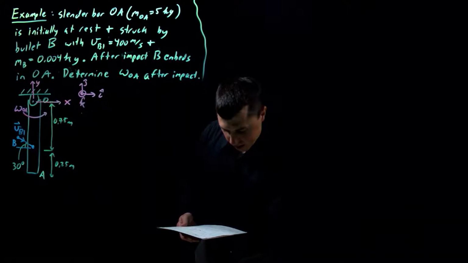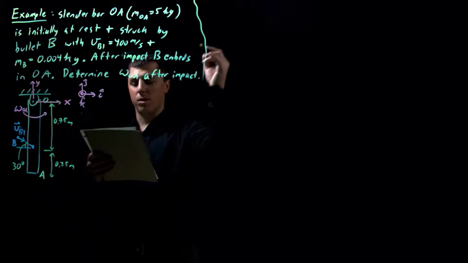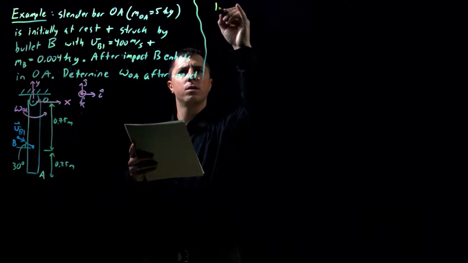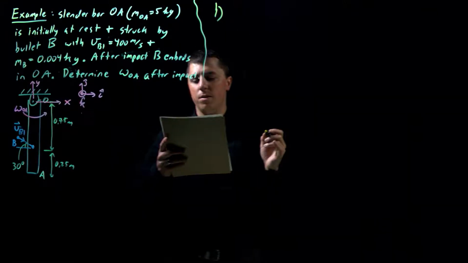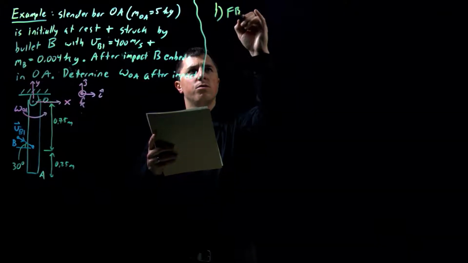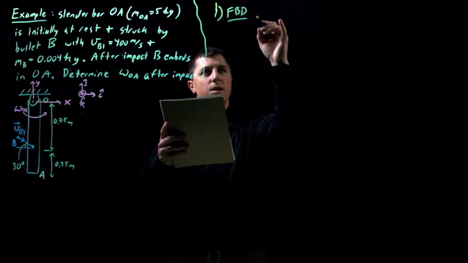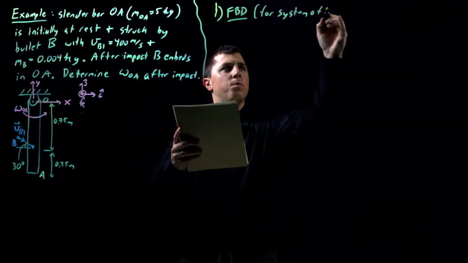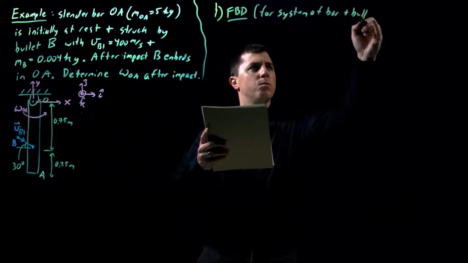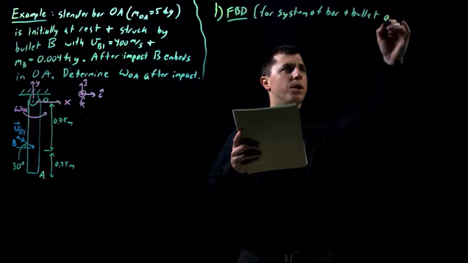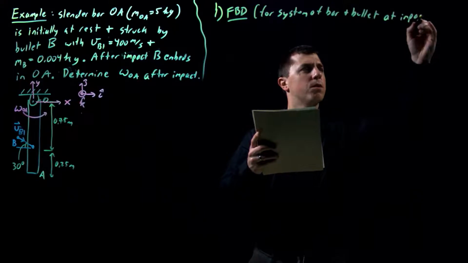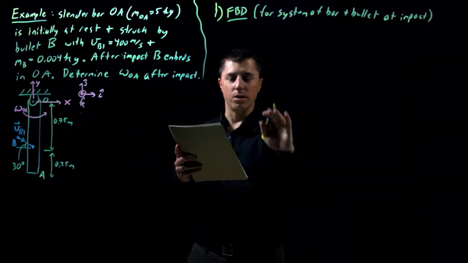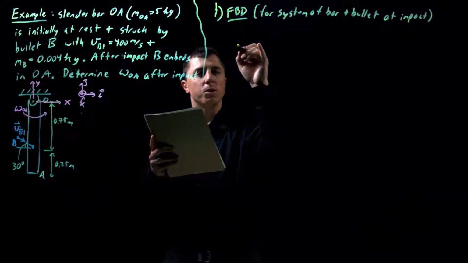So the first step here is our free body diagram, as always. We'll put it up top. Free body diagram. And this is going to be for the system of bar and bullet at impact, or during the impact. Okay. So I'll put in there what the force is on each other, but for the whole system is what we're trying to get to here.